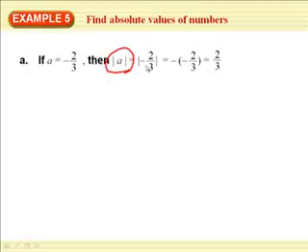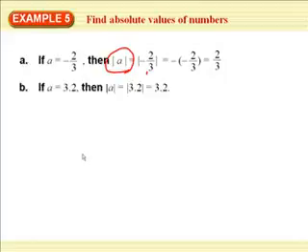Distance is never negative. When you travel, it's going to show up on your odometer. You're never going to go backward. Even if you go backwards, it's still going to register. So the absolute value is the distance a number is from 0. So let's look at this one. What is the absolute value of 3.2? 3.2. That's how far it is if you were to walk from it to 0.